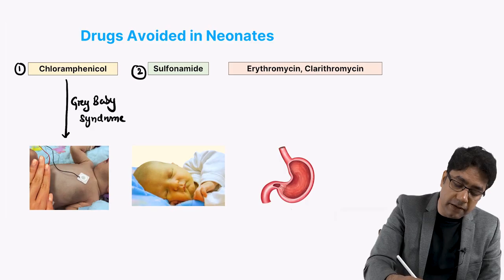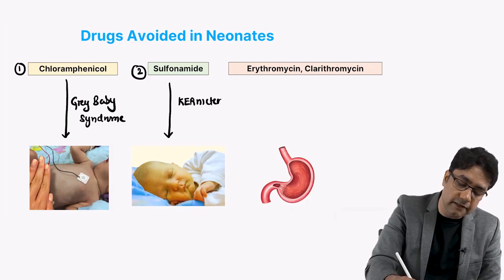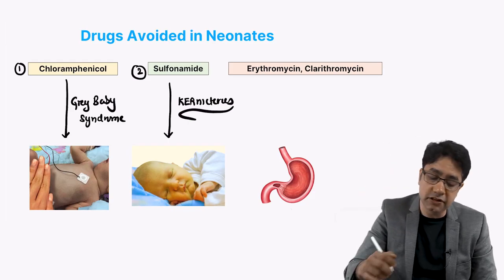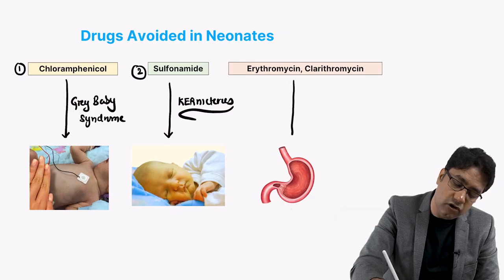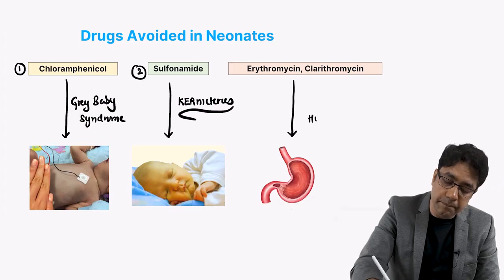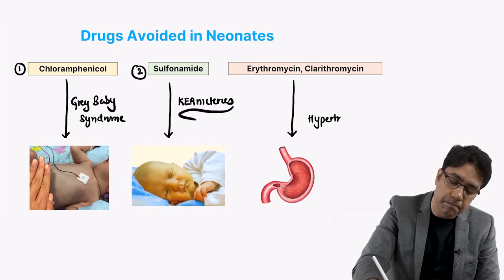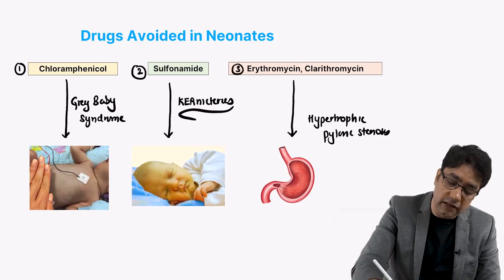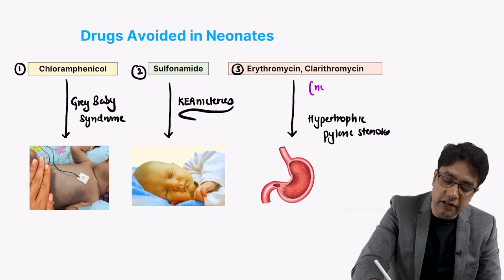Sulfonamides are contraindicated in neonates because they produce kernicterus: bilirubin enters the brain of the neonate, causing brain damage. Erythromycin and clarithromycin produce hypertrophic pyloric stenosis, so they must be avoided in neonates. But which drug is safe, which does not cause this? Azithromycin.